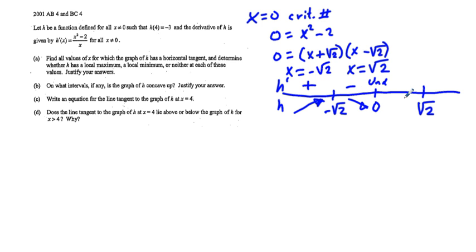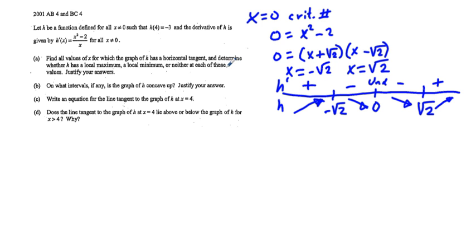Now if we go to the right, between 0 and square root of 2, we can use 1, that's going to be 1 minus 2, which will again be negative. And then if we go to the right and pick a number bigger than square root of 2, which is 2, we'll have 2 squared, which is 4 minus 2, that is positive.